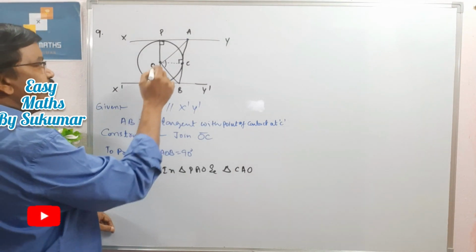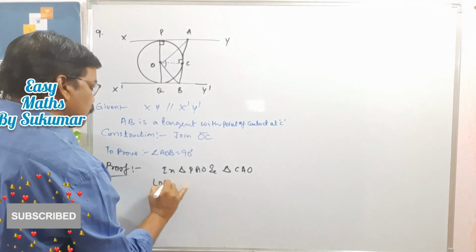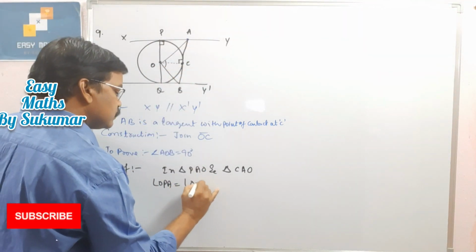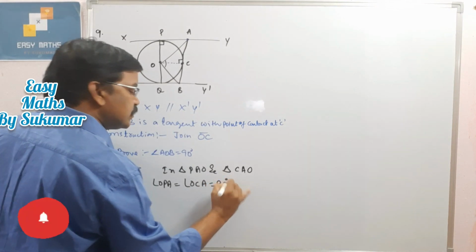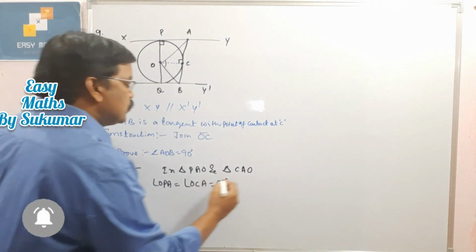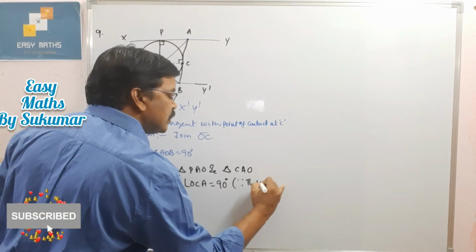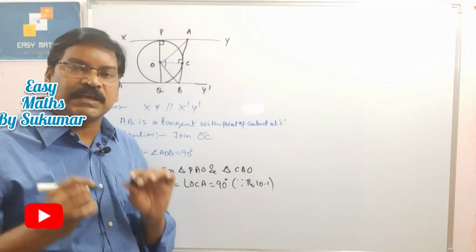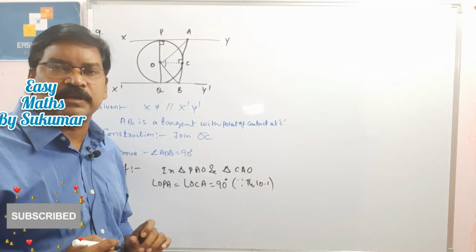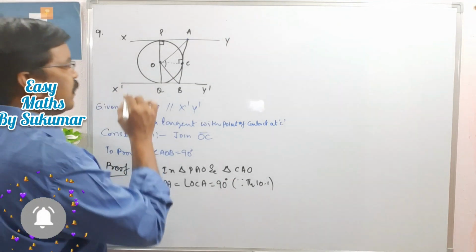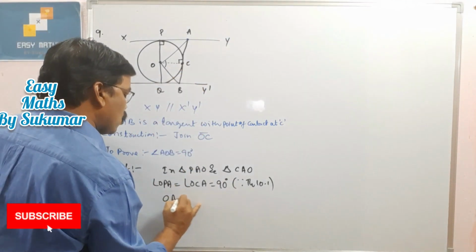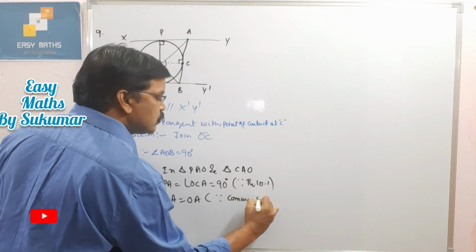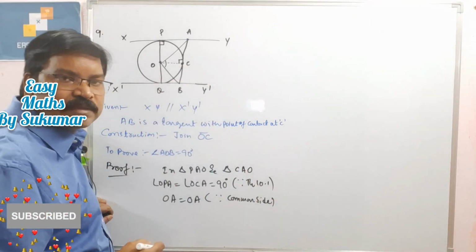That means angle OPA and angle OCA both are equal to 90 degrees, since theorem 10.1. That means the angle between the radius and the tangent at the point of contact is 90 degrees. See my dear students, again here this OA is the common side for both the triangles.